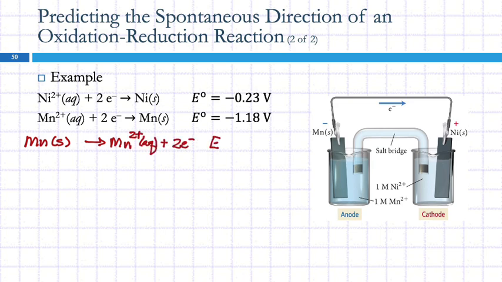I wrote it backwards, so I changed the sign. When I add these together, I get a positive number. Plus 0.95 volts.